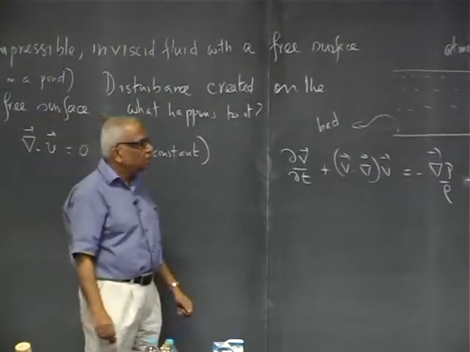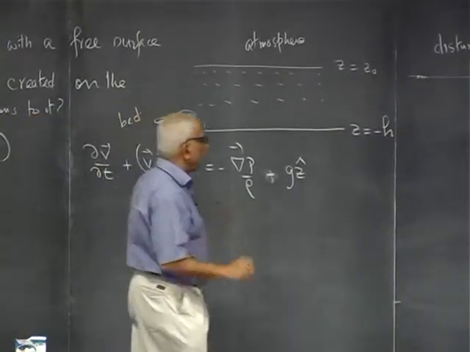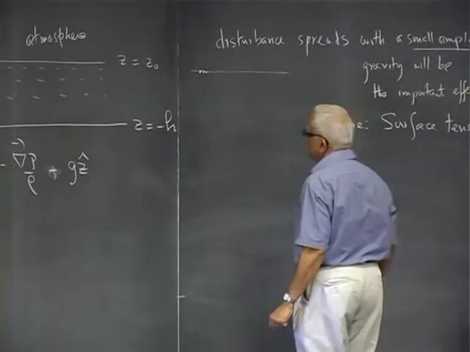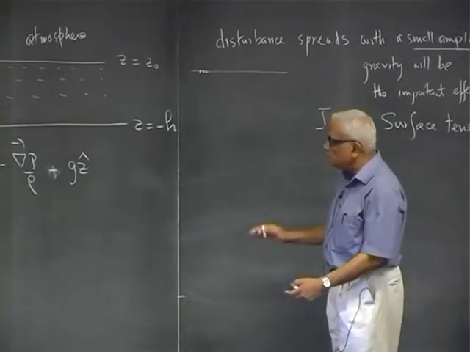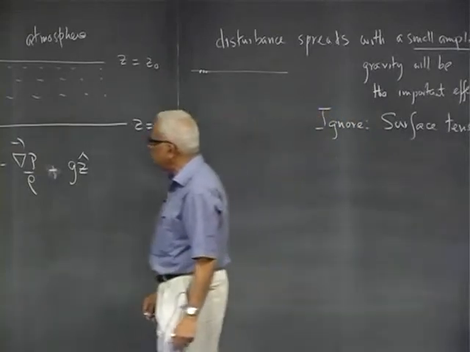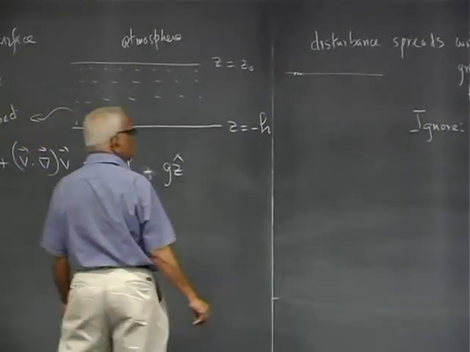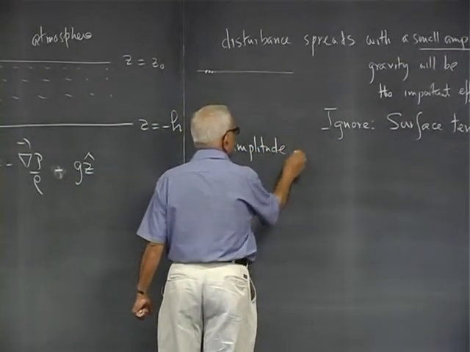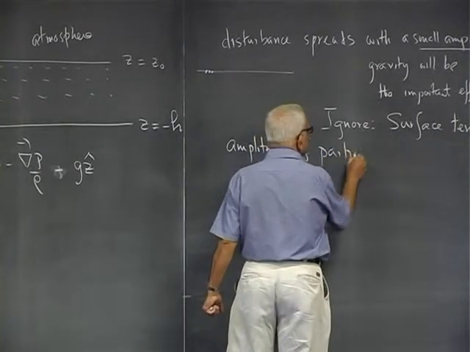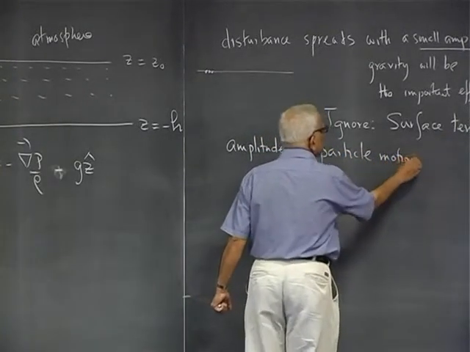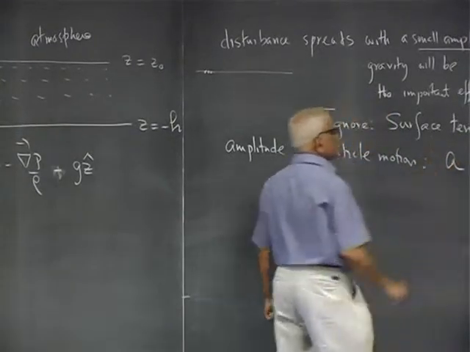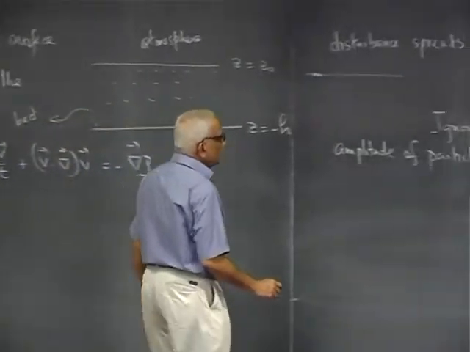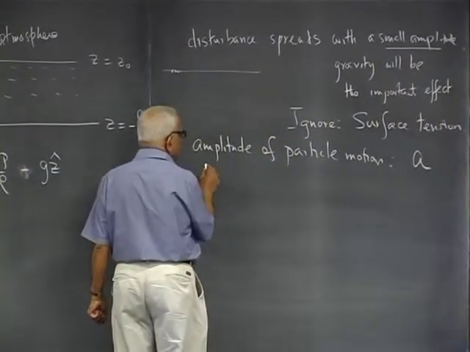Now the whole idea of saying that I have made a small amplitude disturbance is to make life easy for me. So how do I make life easy? Let's say the amplitude of the fluid particle motion is, let's say, some A.